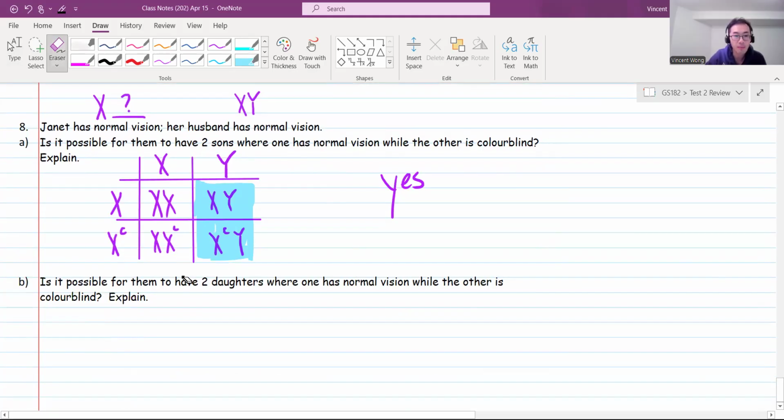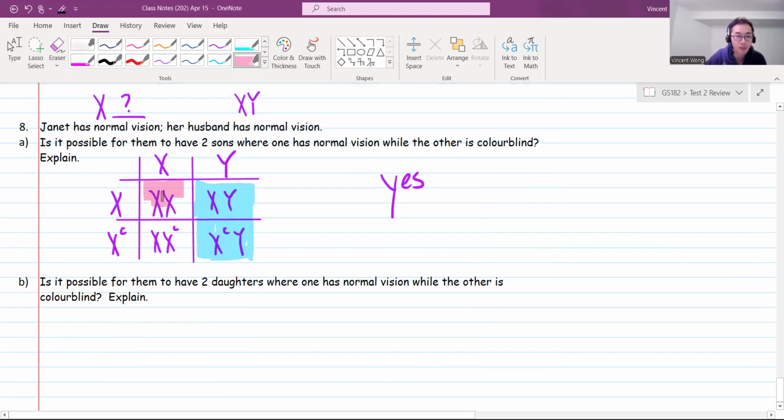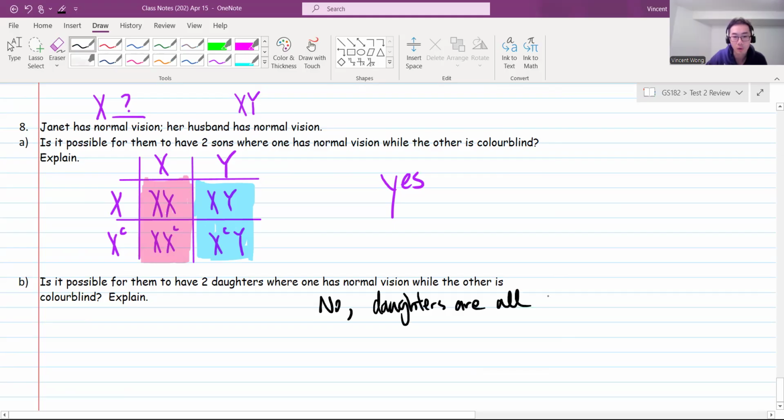Is it possible for them to have two daughters where one has normal vision while the other is colorblind? Well, let's look at the daughter. We don't have to redo the Punnett square. We just have to look at the daughters. For daughters, it's either homozygous XX or heterozygous. But regardless, both of them have normal vision. Carrier is not colorblind. I have to emphasize that. So no. If it's a daughter, daughters are all normal. Normal as in normal vision.